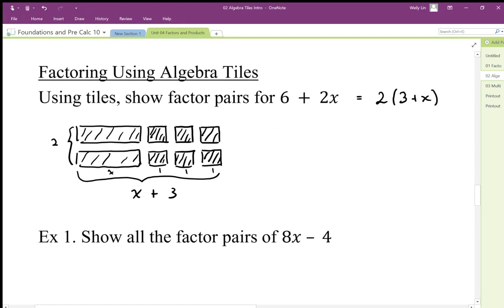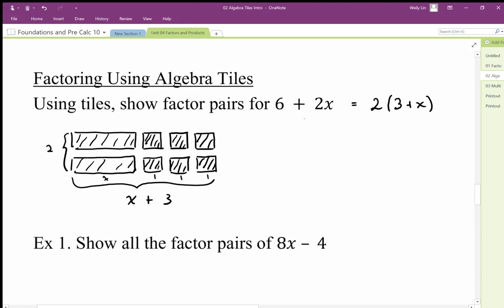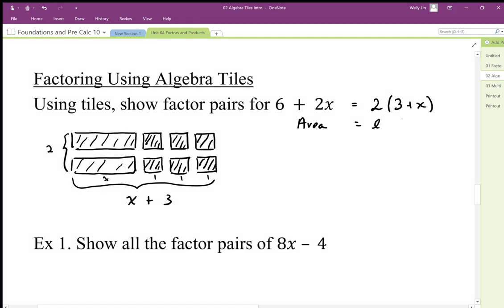And it shows me, with algebra tiles, my factored form of length of 2, width of x plus 3. And it's the same as my factored form. And again, this represents my area. And this is my length times width.